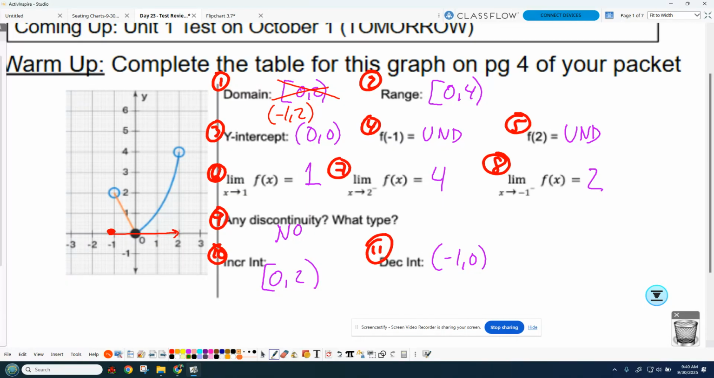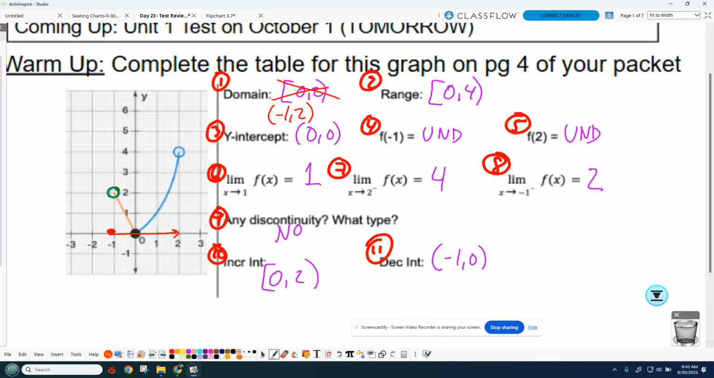Y-intercept, where does it hit the y-axis? The coordinate 0, 0. What is the x-intercept? We didn't ask, but also 0, 0. Okay. F of -1. F of -1, undefined. It's a big circle. It's open, so it's not defined. Same with F of 2, so I agree with both of those.